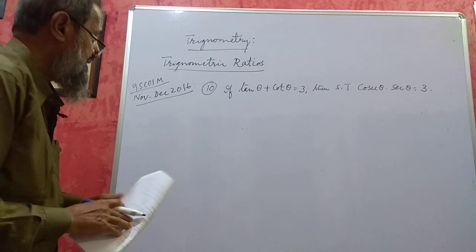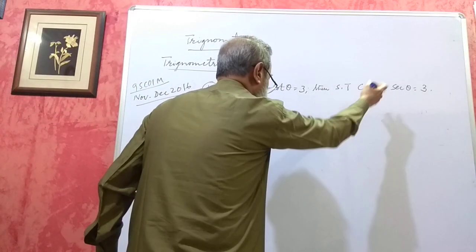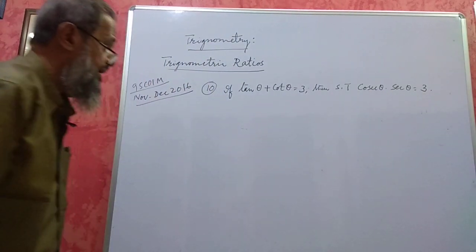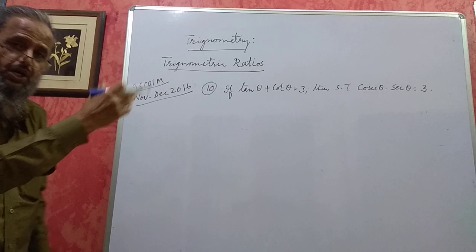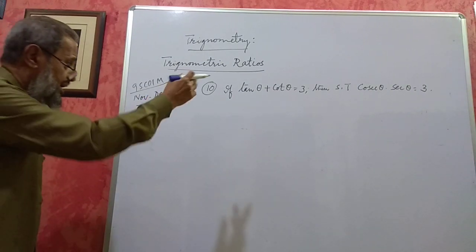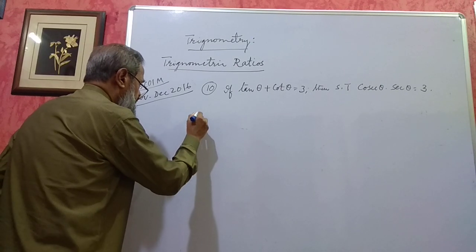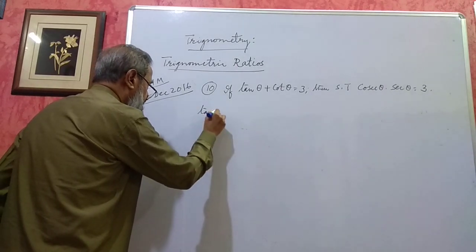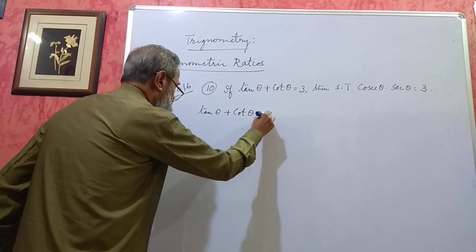This problem could have been given as prove that or show that tan theta plus cot theta is equal to cosecant theta into secant theta. That way also it could have been given. Instead of that, he has given it like this. Okay, no problem. So we will take up this: tan theta plus cot theta is equal to 3.